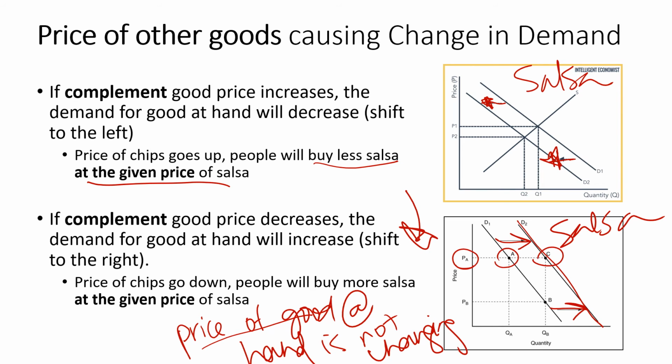We're going from A to C, and the price is remaining the same. The price of the complement and supplement goods are changing, and that's what's causing these changes in demand.